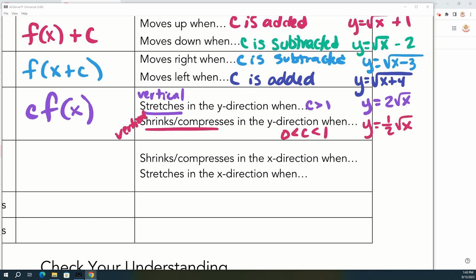And again, anything that happens on the inside changes horizontally. So if I want to stretch the graph horizontally, make it wider or make it narrower horizontally, we're going to multiply by a number on the inside. And that's going to be a horizontal shrink or a horizontal stretch.